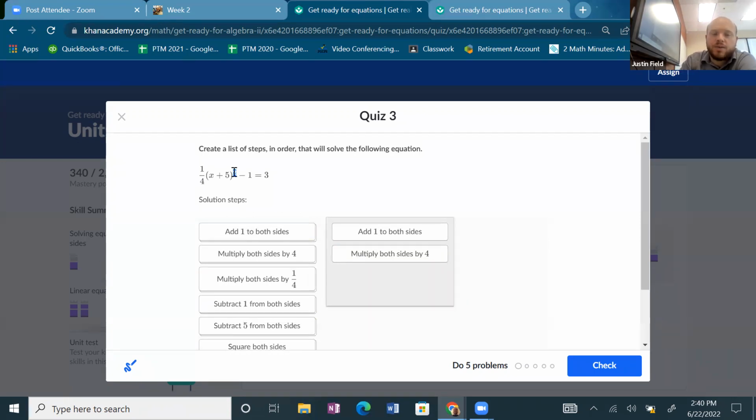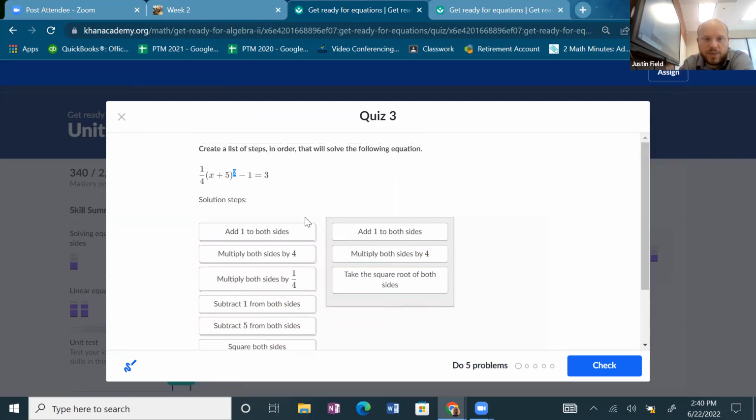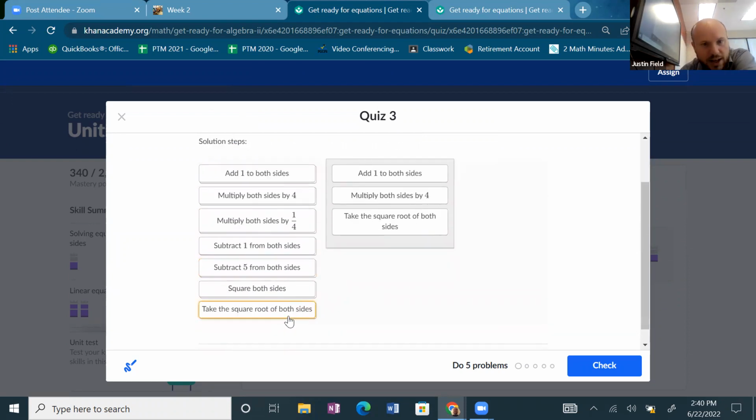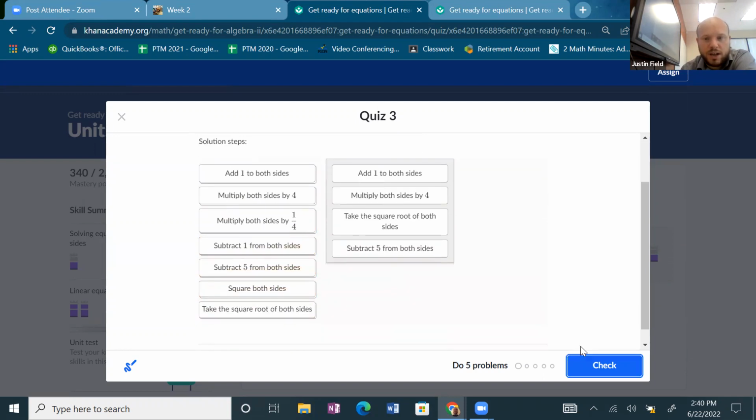And then when everything is by itself, then you can square root both sides, not square both sides. And after you do that, well, then you have x plus 5, so you're going to subtract 5 from both sides. And that's basically it, so we can talk more about that.